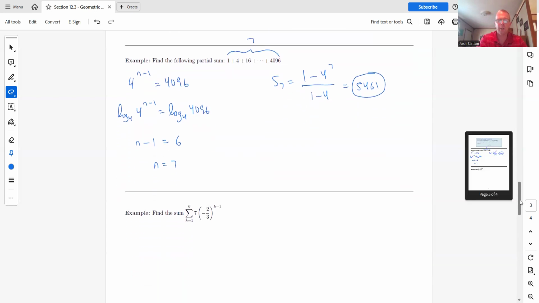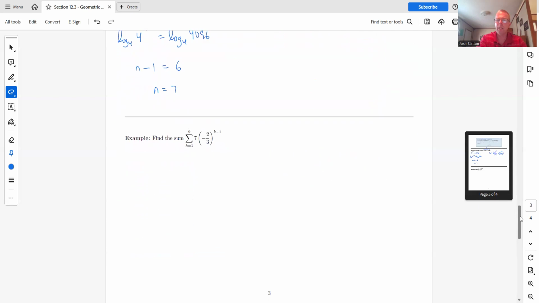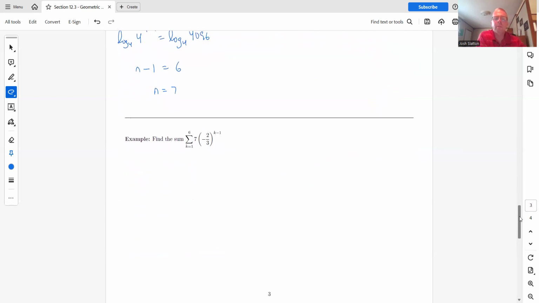So let's look at this one. This will be the same thing, but we already know how many terms are going to be in this. So we start at k equals 1. We're going to go to k equals 6. And let's just add these up. So the a is 7. The r is -2/3. And we're going to go to 6 terms.